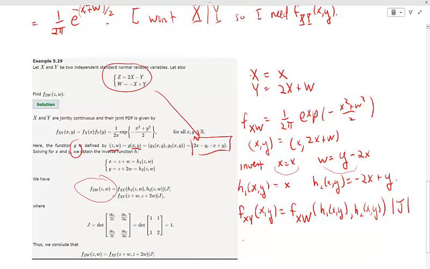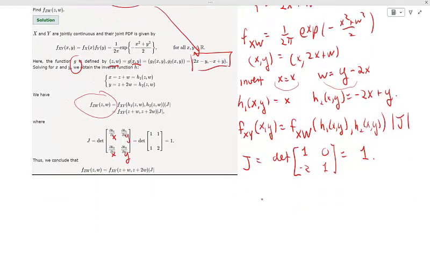And my j is equal to the determinant. Well, let me just put this in here. Instead of this x, I'm going to have x. Instead of this w, I'm going to have y. I'm going to have x here and y here. And you can figure this out. Derivative of this with respect to x is 1. Derivative with respect to y is 0. Derivative of this with respect to x is minus 2. Derivative of this with respect to y is 1. So this is just equal to 1. That's nice.